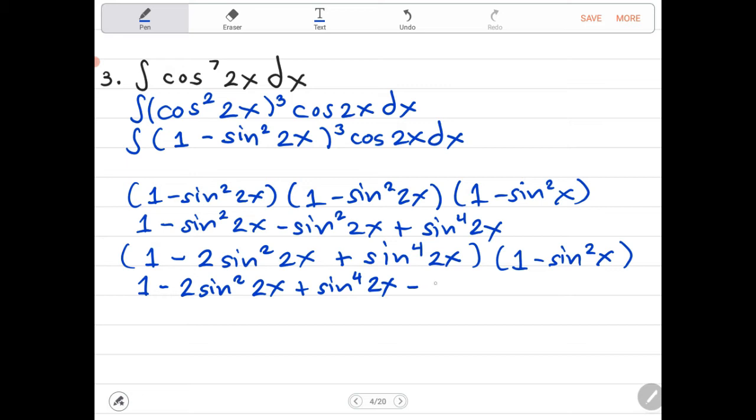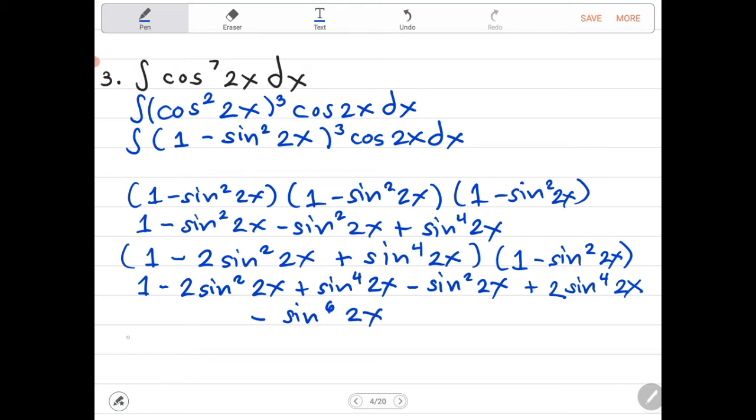So minus sine squared 2x plus 2 sine raised to 4 2x. Then the last term, minus sine raised to 6 2x.